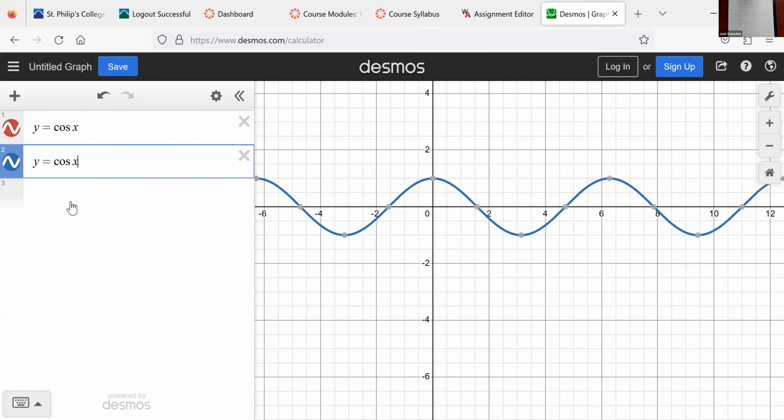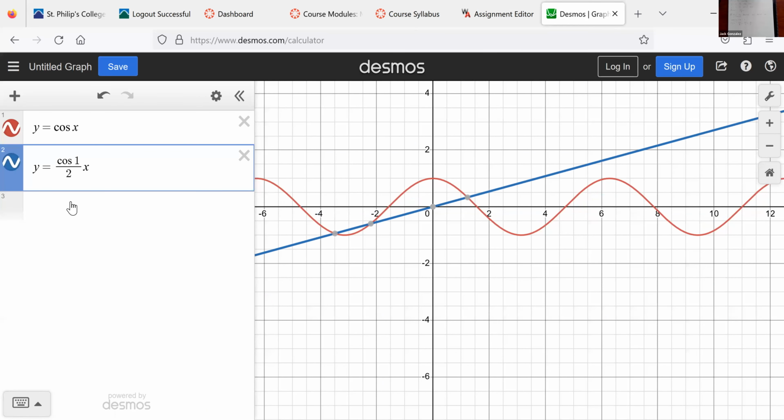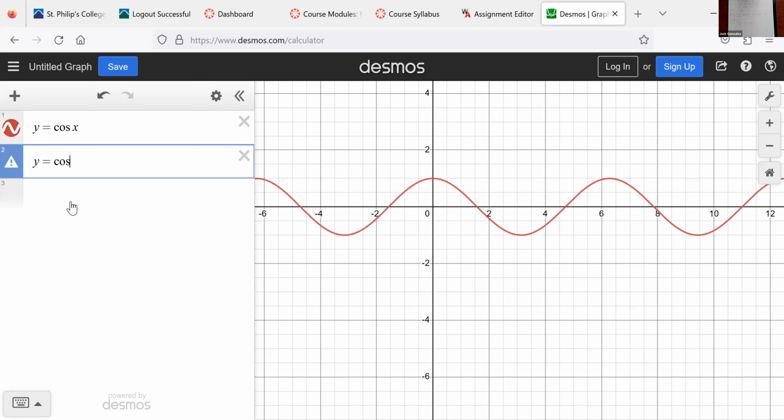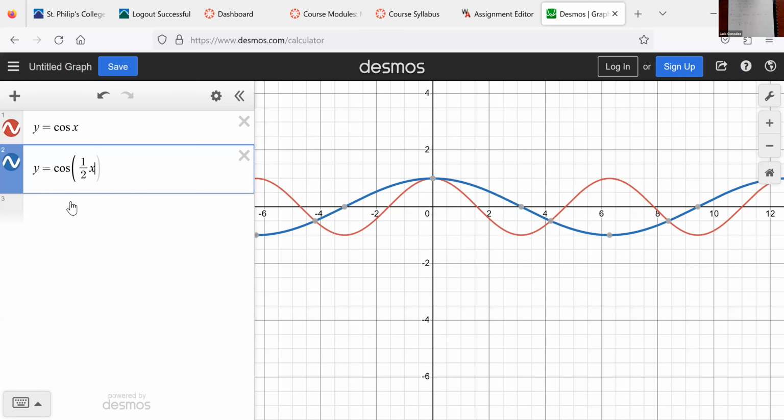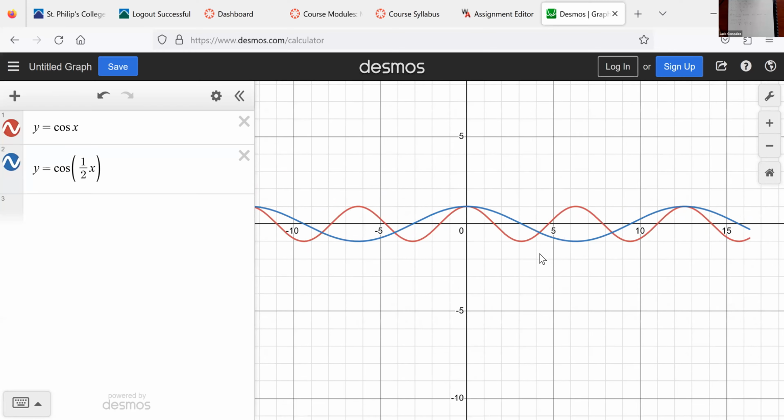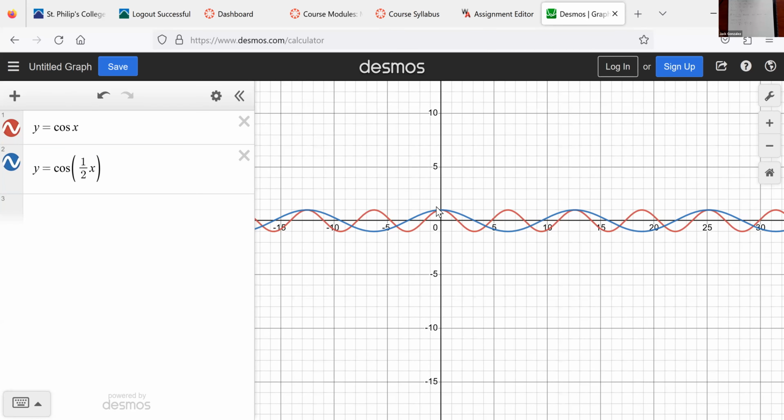Oops, that is not right. Input parentheses. See how it's much slower to finish a period? So it's 1 period there. So by the time it finishes 1, the original finished 2.